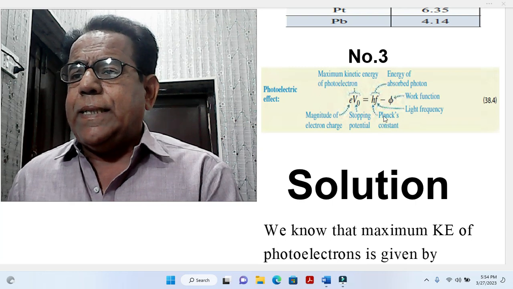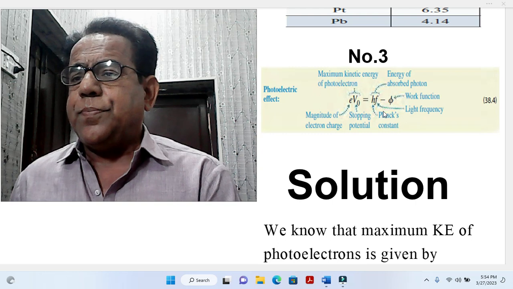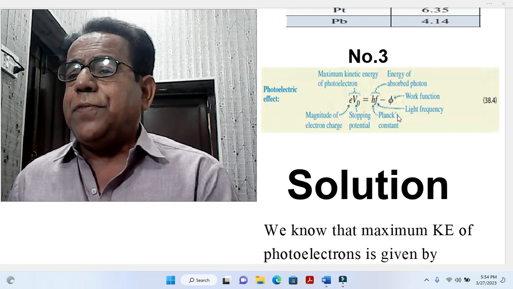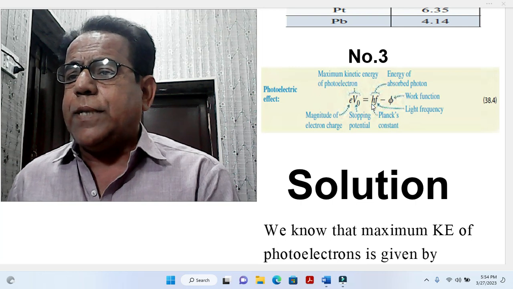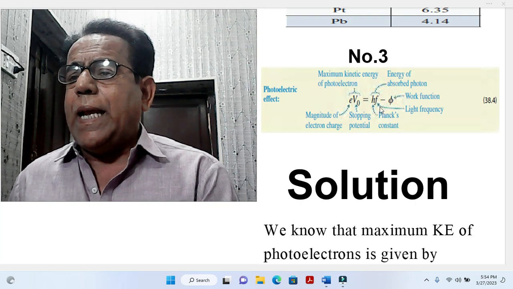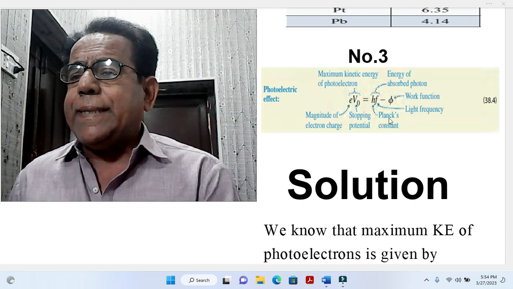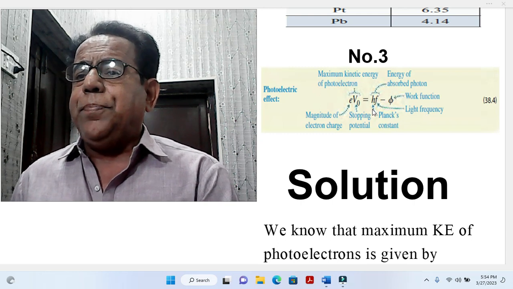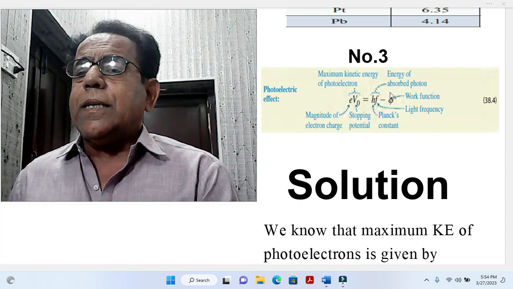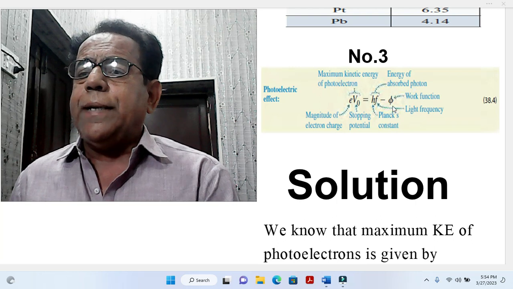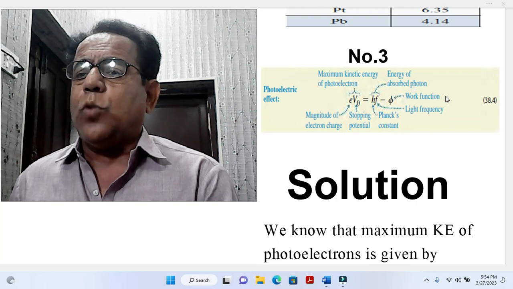H is the Planck's constant, F is the light frequency, and hf combined is the energy of the absorbed photon. Minus phi is the work function.